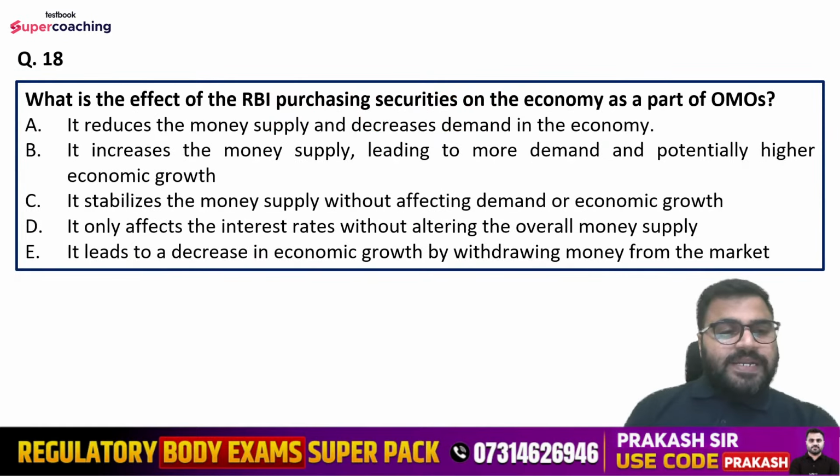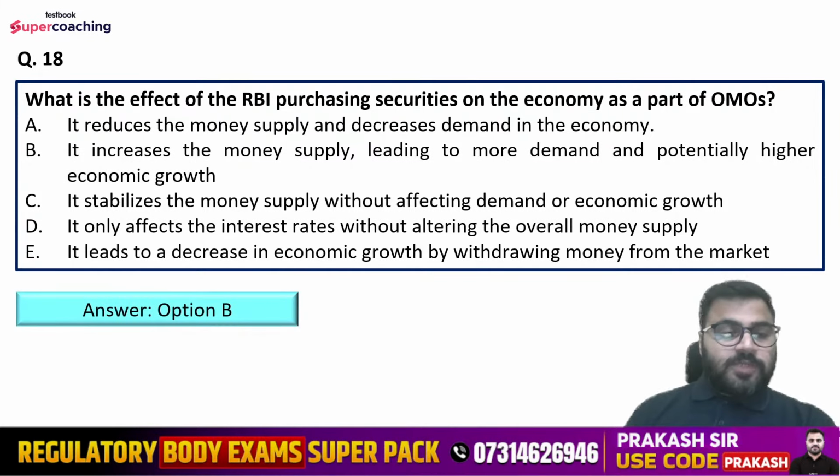Question number 18 is, what is the effect of the RBI purchasing securities on the economy as a part of open market operations? Options are: it reduces the money supply and decreases demand in the economy. It increases the money supply, leading to more demand and potentially higher economic growth. It stabilizes the money supply without affecting demand or economic growth. It only affects the interest rates without altering the overall money supply, or it leads to a decrease in economic growth by withdrawing money from the market. What is the effect of RBI purchasing securities on the economy as a part of open market operations? Please tell.